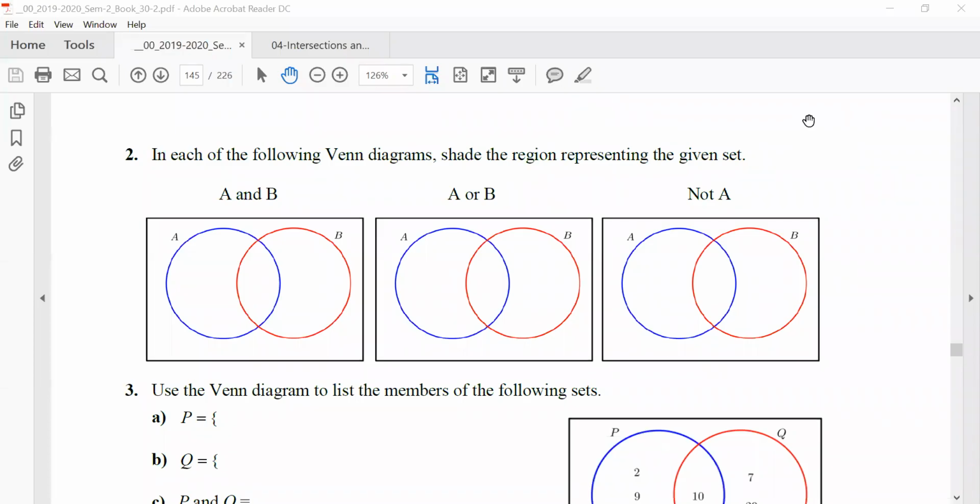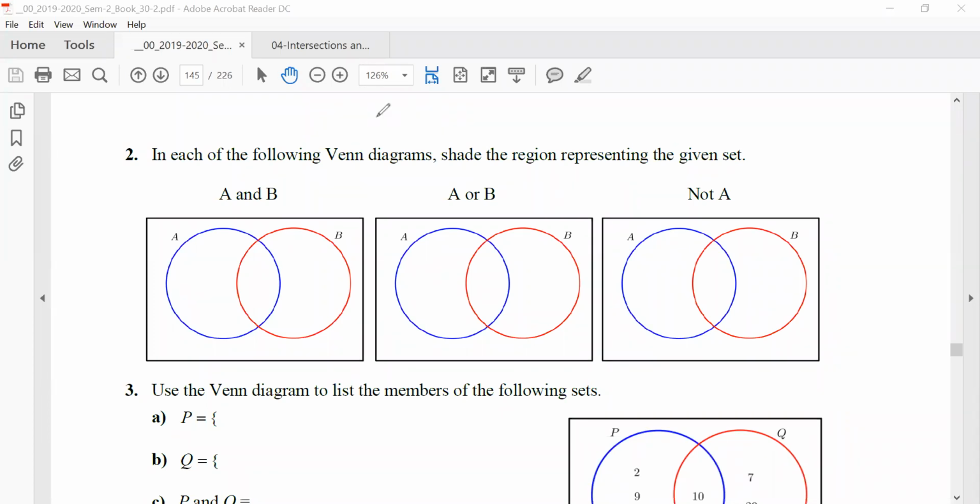Hey everybody. Sorry, the last lesson got stopped a little early, so I'm just going to continue on with it here. We're in the second lesson in the set theory unit in our books called Venn Diagrams and/or. And I'm just going to pick up where we left off on the second page.